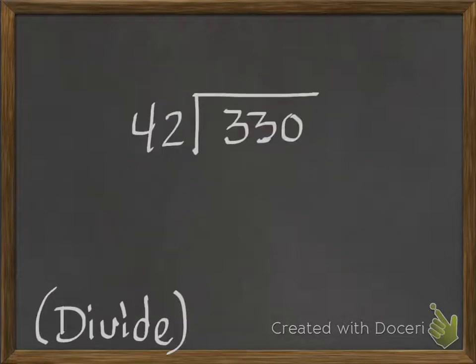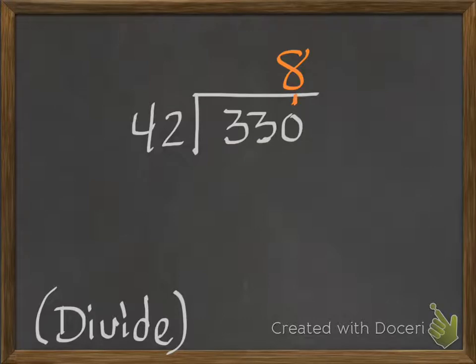Now that I've estimated, I can divide. 330 divided by 42, we said it's probably going to be 8. And why did I put the 8 above the 0? Do you know? Because I could not divide 3 by 42. I couldn't divide 33 by 42. I have to divide 330 by 42. The digits that are actually here are zeros. You don't see them, but they're really there.